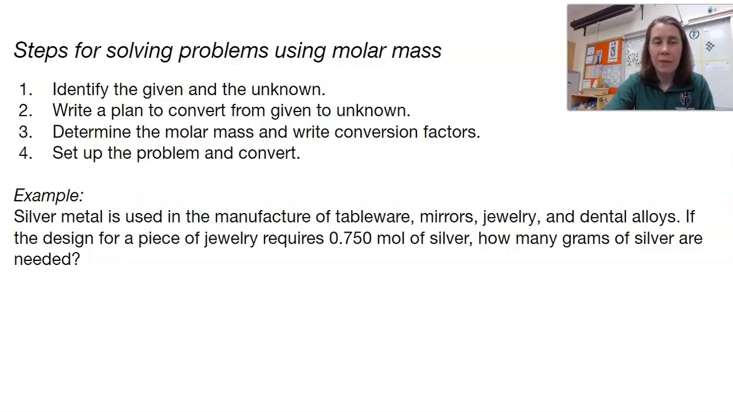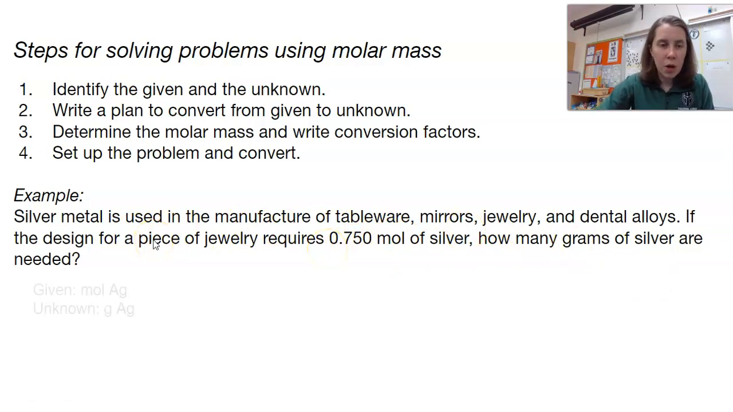So the problem that we have here is that we have silver metal, and it's used in the manufacture of lots of different things. If you're designing a piece of jewelry that requires 0.750 moles of silver, how many grams of silver would you need?